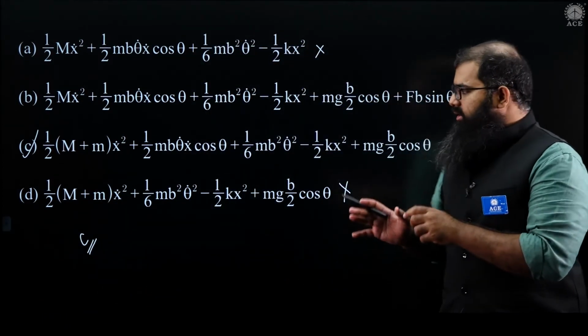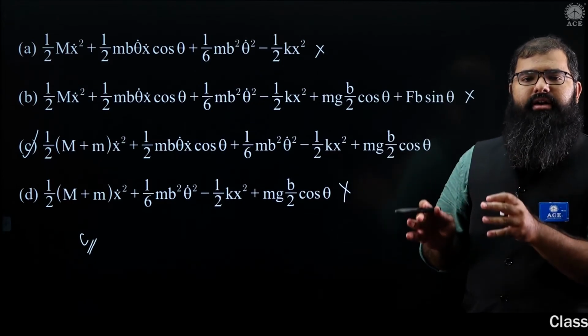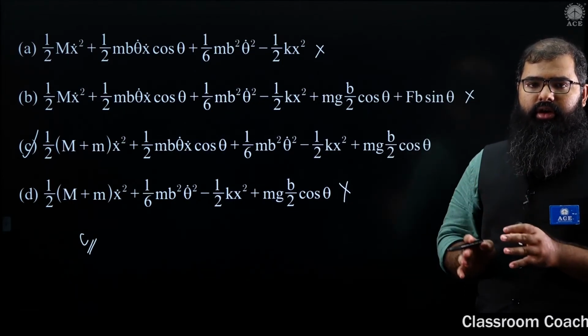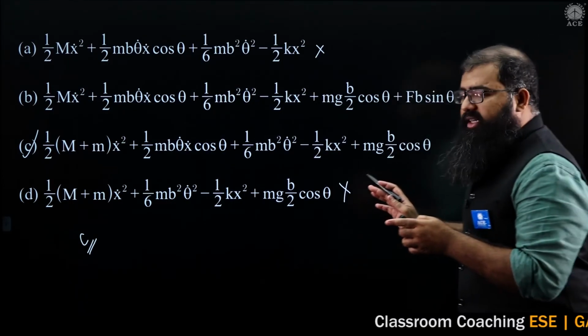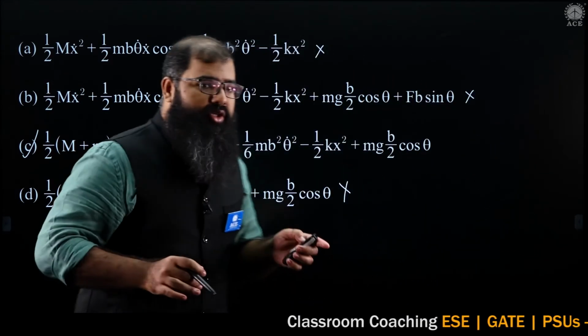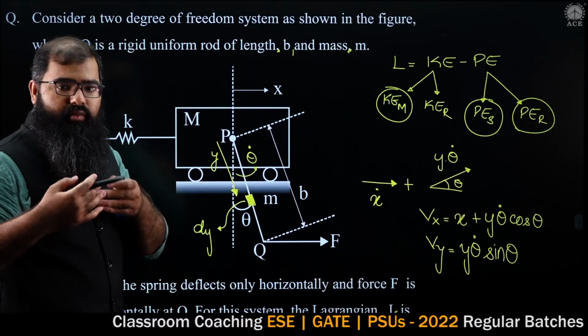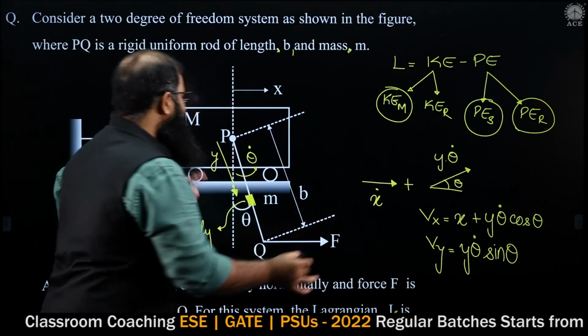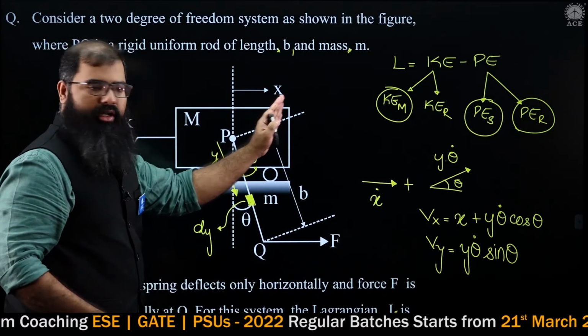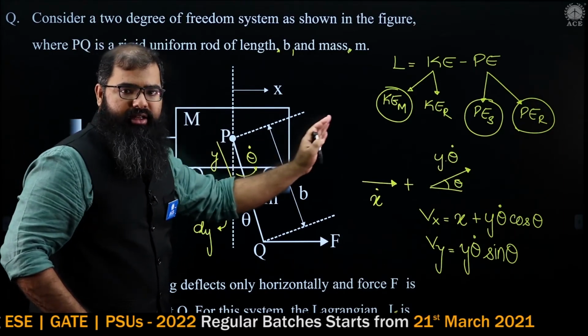Now in this question, the difficult part was to identify the kinetic energy of the rod. Again, I'm mentioning the critical point over here: you have to realize that this rod is having two velocities. One is a linear velocity just due to the motion of this block. Along with the block, the rod is moving linearly.